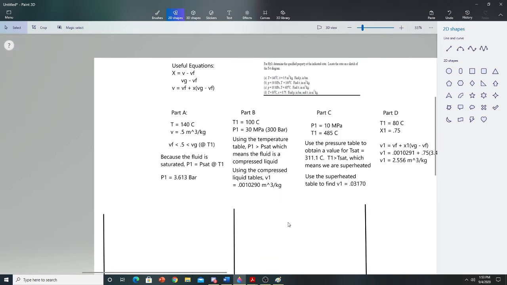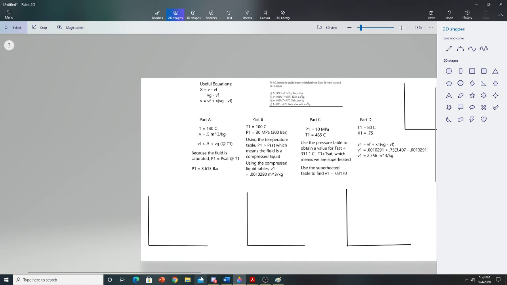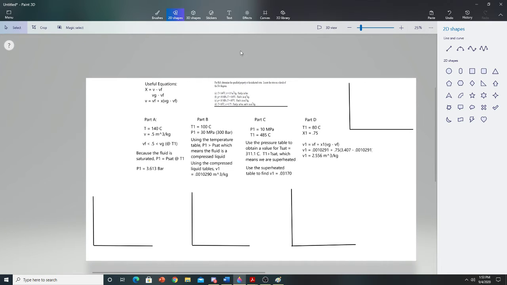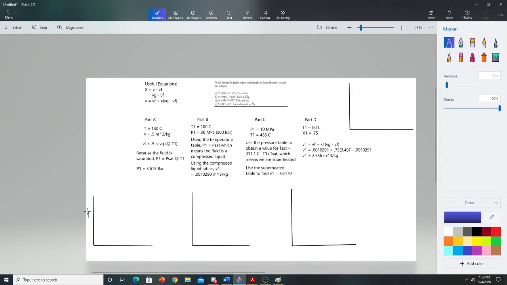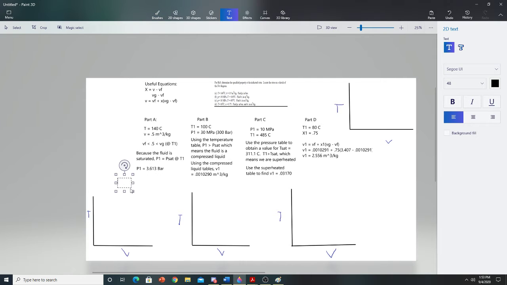All right, so really quickly, these are all I think they did TV diagrams, right? So we have T, V, T, V. So temperature specific volume diagrams. So this is A. I'll just use the other tool. That's not going to work, is it? Text tool. A. B. C. And the last one, I think you guys can figure that out.